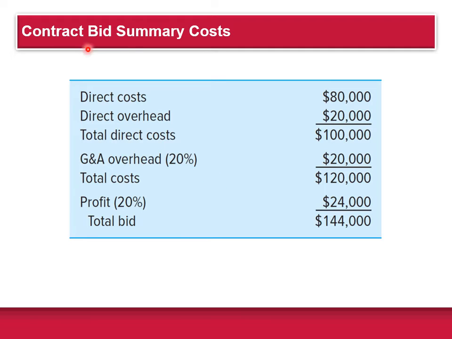So here's an example of a contract bid summary cost, breaking it down into the direct cost and the direct overhead cost. These two add up to be the total direct cost. You have your G&A overhead, which is 20% of the direct cost. So that'd be 20,000. So your total cost is going to add up to be 120,000. Then if you figure a 20% profit margin, 20% of 120,000 is 24,000. So your total bid is 144,000. So this is a good way to estimate the cost. And of course, the direct costs come from just adding up the work package costs.